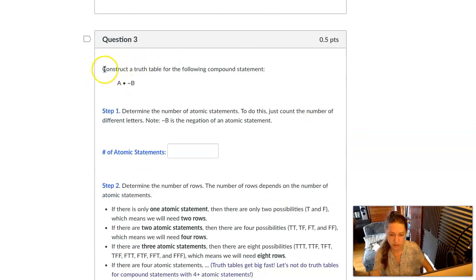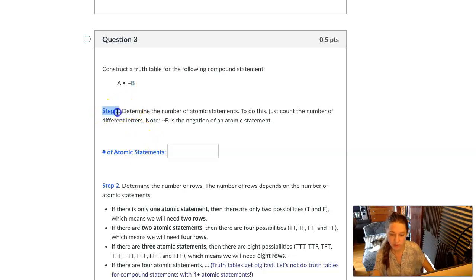So let's construct a truth table for a compound statement. This is a conjunction. A and not B are its conjuncts. One conjunct is itself a compound statement. It's a negation, and the negated statement is B, which is an atomic statement.